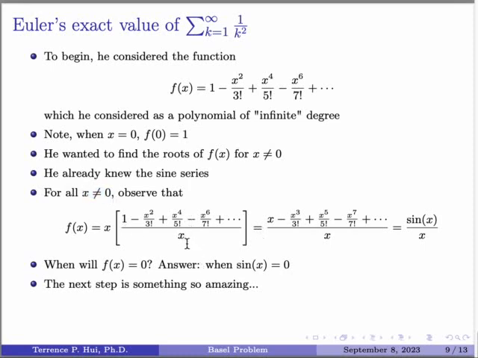Now, set aside this 1 over x business for a second. Multiply this x inside. Distribute it inside the numerator. What are you going to get? x minus x cubed over 3 factorial plus x to the 5th over 5 factorial minus x to the 7th over 7 factorial, dot, dot, dot. Odd degree, right? Odd integer factorial, alternating. That's sine x. Remember, he knew of the sine series. So that's just sine of x, right? So for all x not equal to 0, this is just sine of x divided by x.